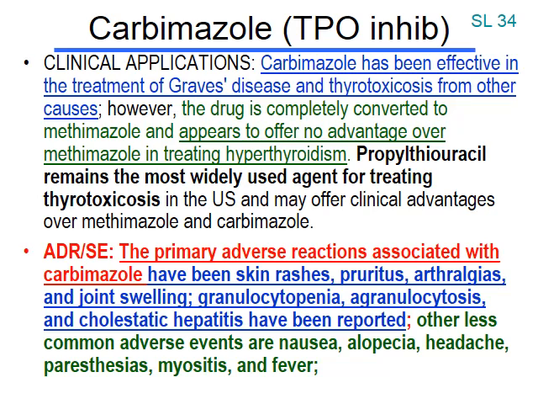And there are other less common adverse effects observed with the thioamides, such as nausea, alopecia, and some others. But I think the big concerns here are the risk of agranulocytosis with all the thioamides, and the recent warning concerning propylthiouracil and liver failure.